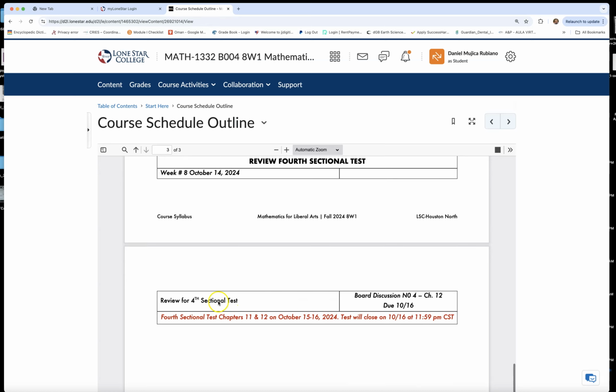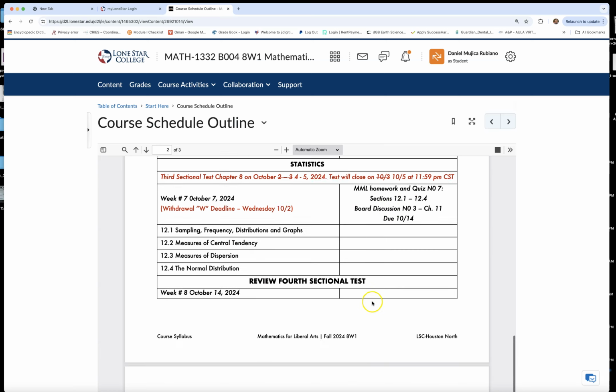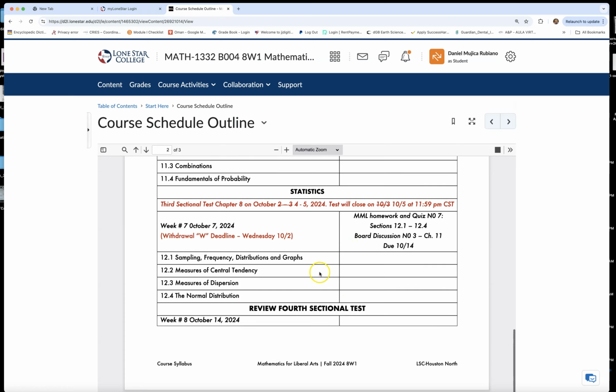So basically in the last week, not this one, the other one ahead, we're going to have just one activity. It's just to deliver this homework, but also another board discussion that you need to do. I'm going to do something very similar to the one that I made for board discussion number 2, that helps you to prepare for the sectional test.